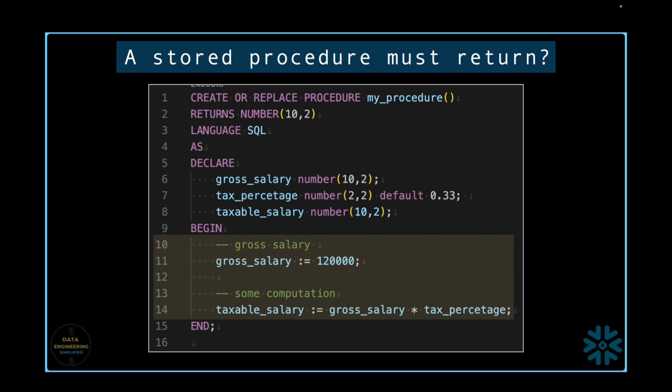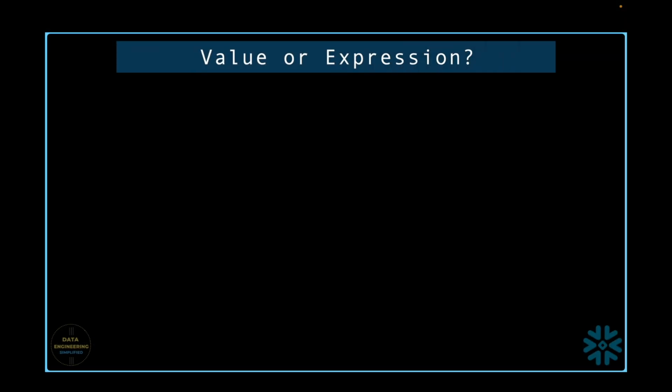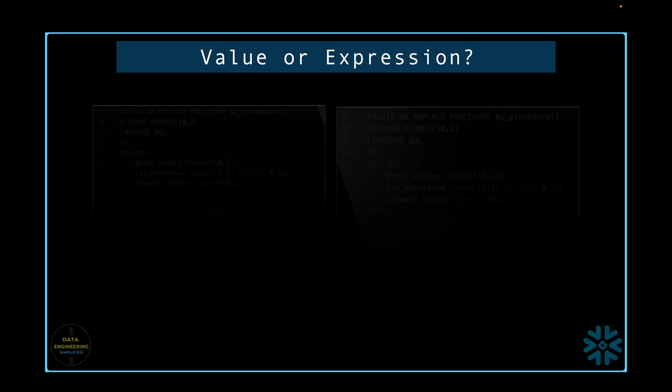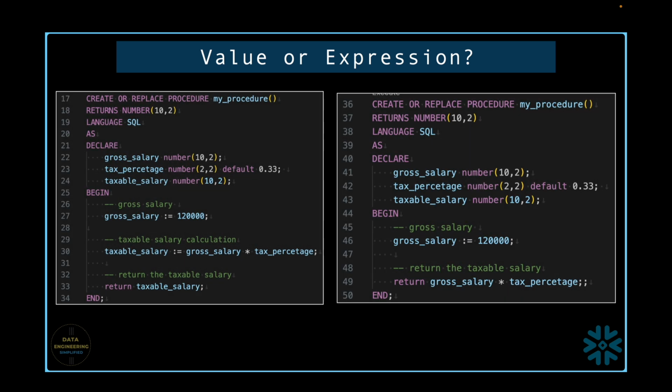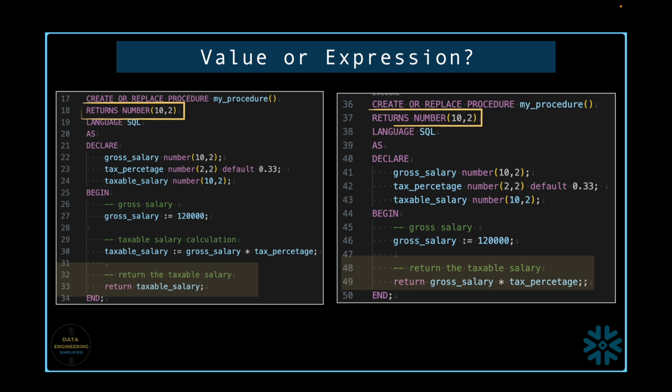Now, you might be wondering, when a stored proc returns, does it have to be a value or can it also be an expression? A stored proc can give back either a fixed value or an expression. The expression gets evaluated at execution time and the resulting value is returned to the caller. It is important that the return data type aligns with the return data type specification.